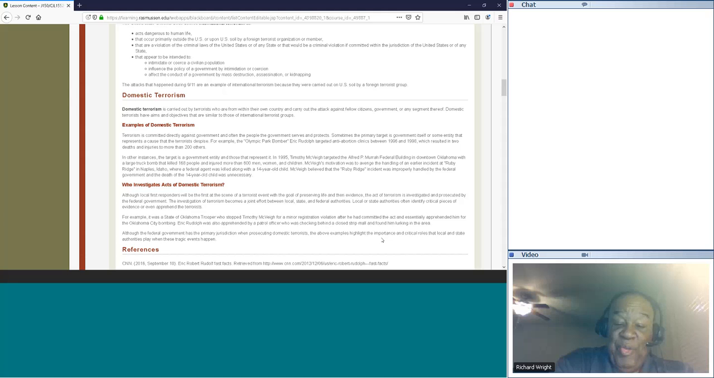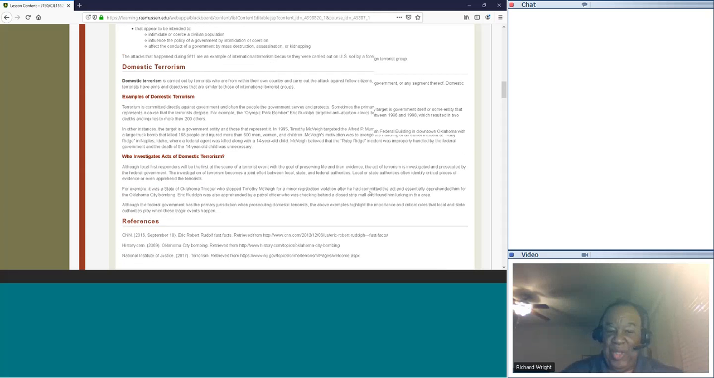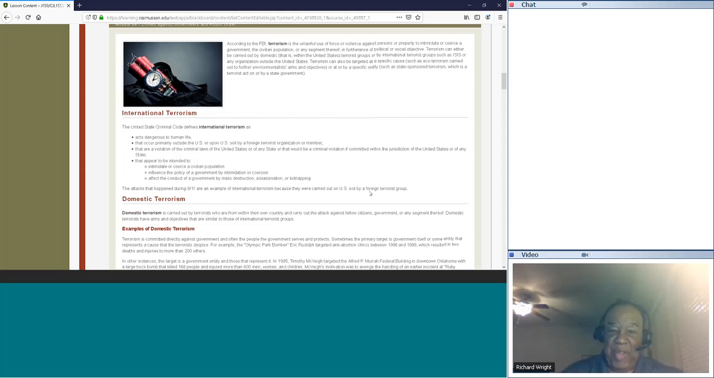and apprehended him for the bombing. Eric Rudolph, who dealt with the Oklahoma Park bombing, was also apprehended by a patrol officer. So the point of the matter is that all aspects of government work together to attempt to apprehend individuals who commit these types of activities.